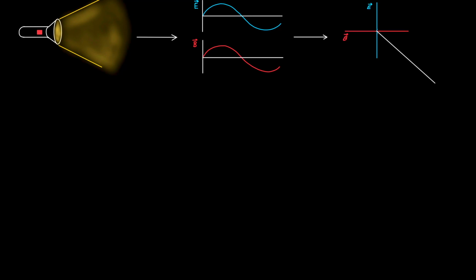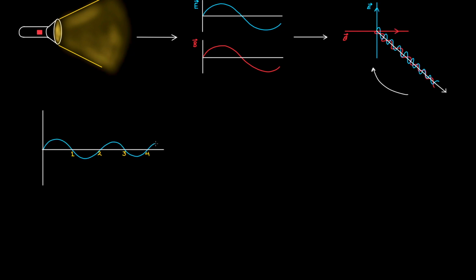Let's consider a torchlight, which emits a beam of light, and we'll take a look at a single ray. Each ray of light is composed of an oscillating electric field and magnetic field, both of which oscillate perpendicular to each other and mutually perpendicular to the direction of propagation or movement of the field.